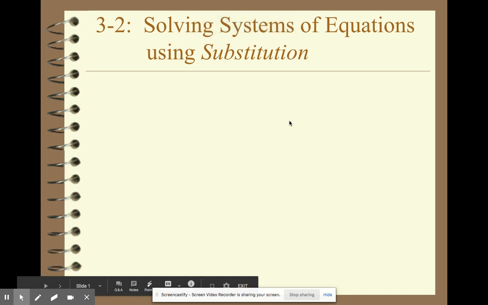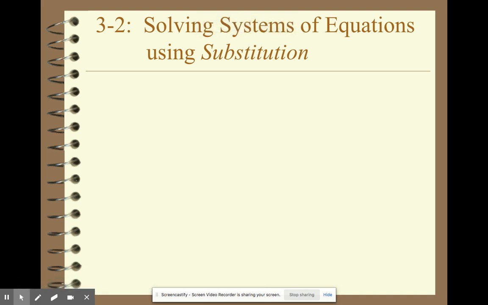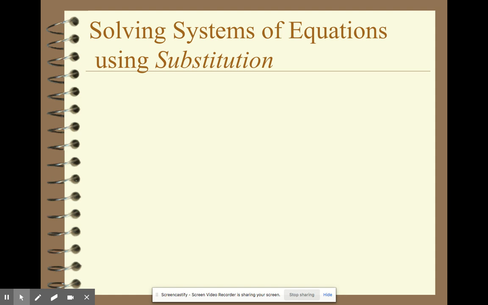Today we're going to be learning about solving systems of equations, but we're going to use the substitution method. You learned about the graphing process last time, so we're going to learn about substitution. It's a little bit more complicated, but I think it'll be okay. So solving systems of equations using substitution, here are the steps.